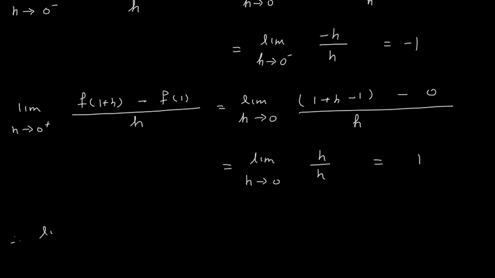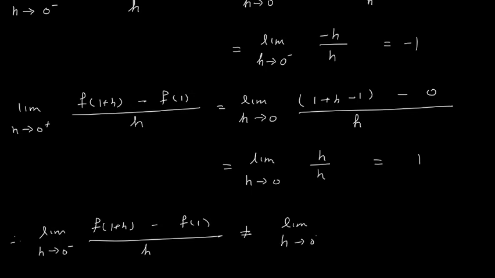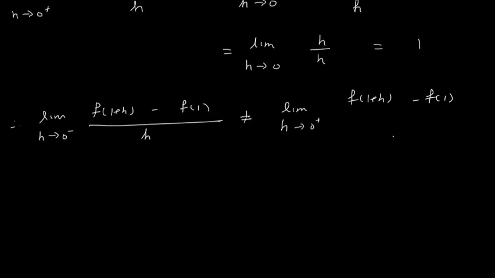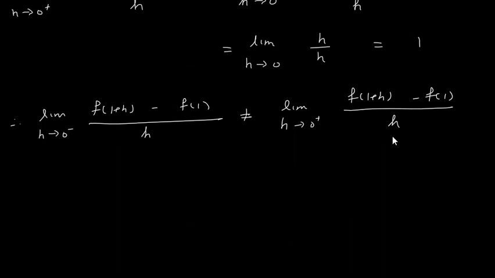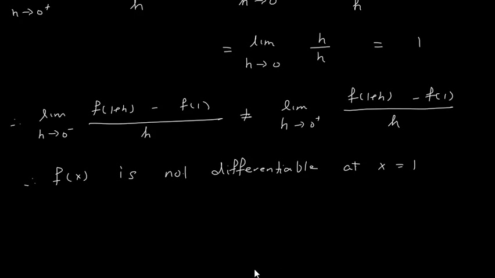Therefore, I will say that limit h tends to 0 minus of [f(1 + h) - f(1)] / h is not equal to limit h tends to 0 plus of [f(1 + h) - f(1)] / h. Therefore, I will say that f(x) is not differentiable at x = 1. So, our function is not differentiable at x = 1.